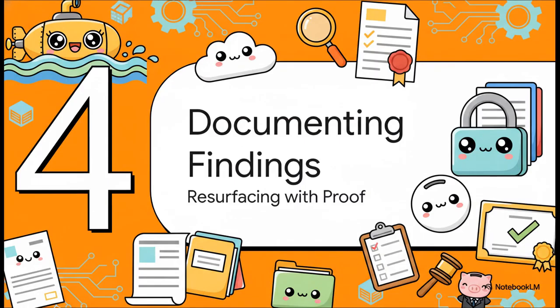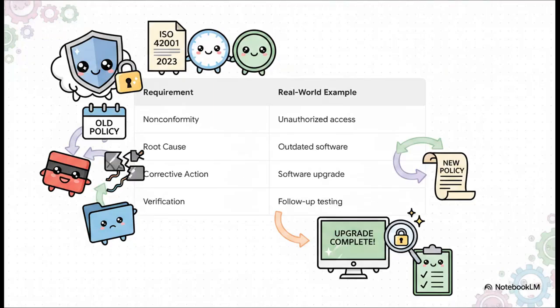Let's head into our final section, Section 4, documenting your findings, or as I like to think of it, resurfacing with proof. Let's see how this all builds into a rock-solid report. Notice how everything visibly links together here? We start at the surface with the nonconformity, unauthorized data access. We trace it down to the root cause, an outdated security software policy. We detail the corrective action, an enterprise software upgrade, and finally, the verification, follow-up vulnerability testing. It tells a complete, fully traceable story.